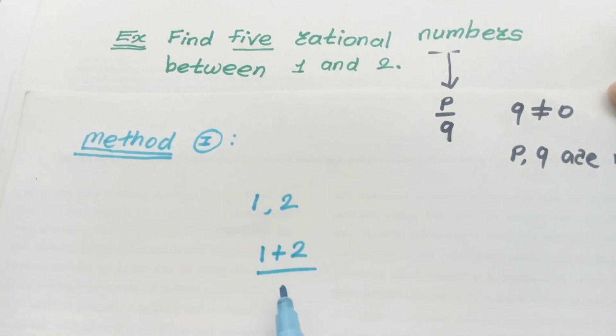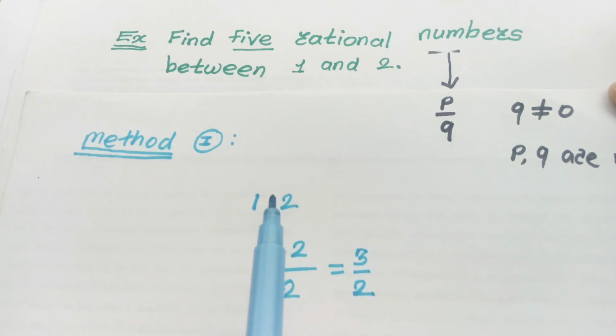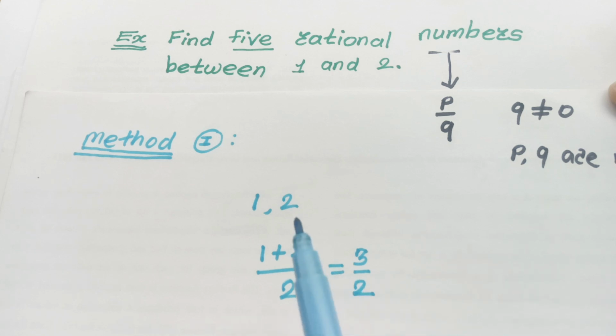Here 1 and 2, there are two numbers, so we take the addition of the two numbers, 1 plus 2, divided by the total number of variables. So here we get 3 by 2, and we know that the average or mean always lies between the given numbers. We want to find a rational number, that is, a number in p by q form, between 1 and 2. That's why I am taking the average, which always lies between the numbers for which we have taken the average. So 3 by 2 lies between 1 and 2, and it is in p by q form.